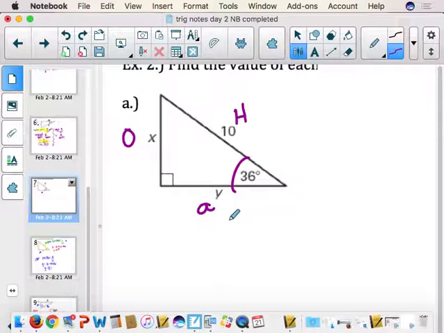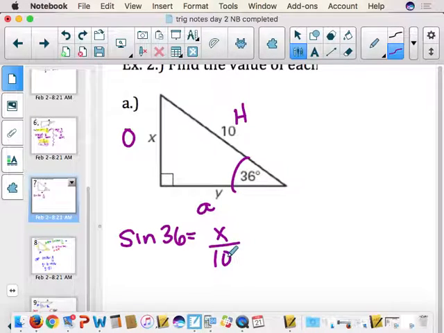What trig function could we not use on this problem? Tangent, good. We cannot use tangent because that would leave us with an x and a y. So let's solve for x first. What trig function would use x and 10? Sine, fantastic. So the sine of 36 is going to equal O over H, so x over 10.